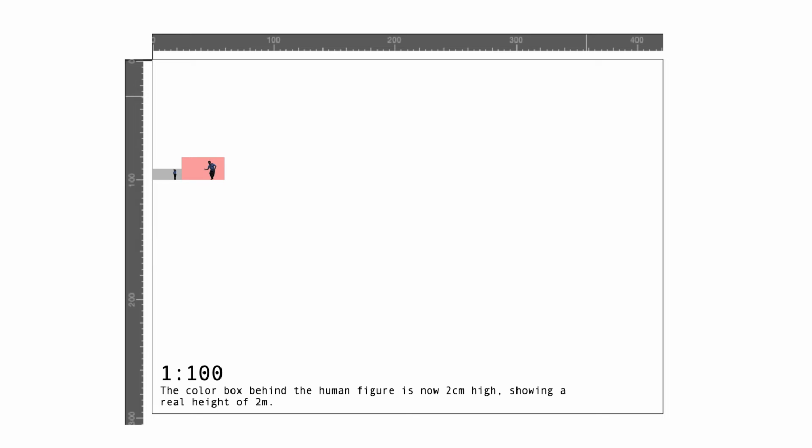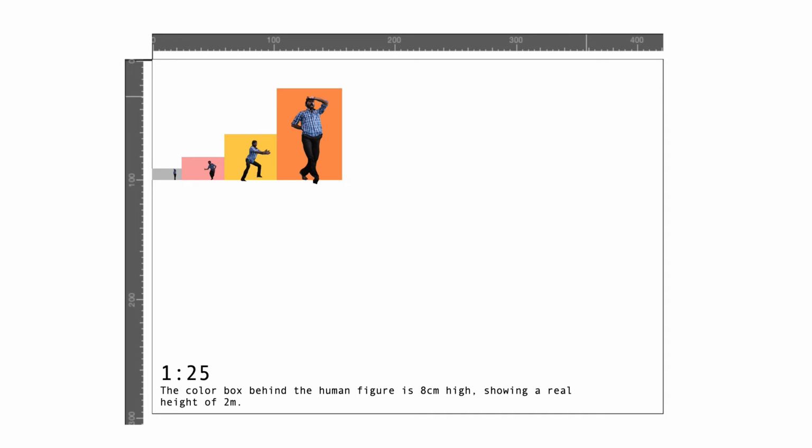Now, the color box behind the human figure is 2 centimeters high, and at 1:100 scale, it represents a real height of 2 meters, because each centimeter in 100 scale represents 100 centimeters in reality, so 2 centimeters represents 2 meters in reality. Now, another scale jump. The color box now is 4 centimeters high, showing a real height of 2 meters. So the height is remaining the same, but the scale is changing. So 4 centimeters, each centimeter representing 50 centimeters, the whole height equals 2 meters. And Dhanush is now fitting well within as he was before.